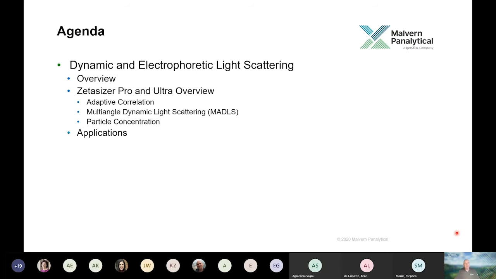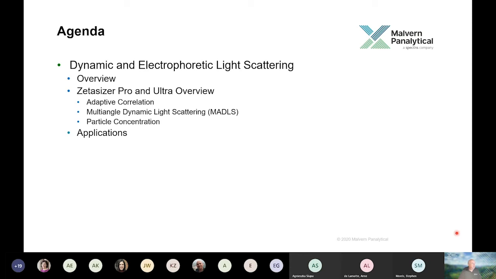The agenda, I'm going to do the first part. So we're going to talk about dynamic electrophoretic light scattering. Now, I'm aware that some of you probably have used DLS and ELS in the past. However, there may be people joining us that have not, and they don't know very much about the technique. So very briefly, I'll give a quick overview of that.